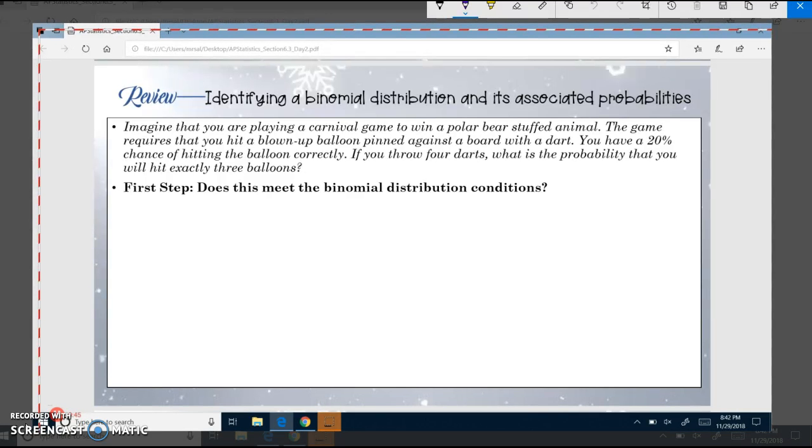It says, imagine that you're playing a carnival game to win a polar bear stuffed animal. The game requires that you hit a blown up balloon pinned against a board with a dart. You have a 20% chance of hitting the balloon correctly. If you throw 4 darts, what is the probability that you will hit exactly 3 balloons?